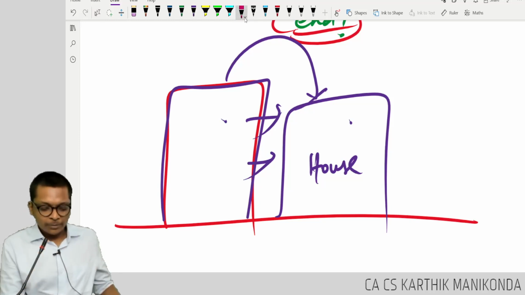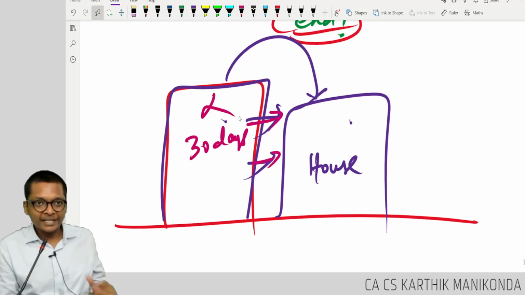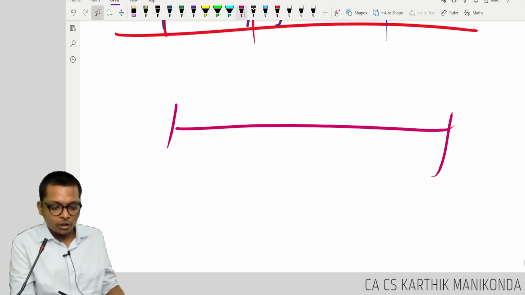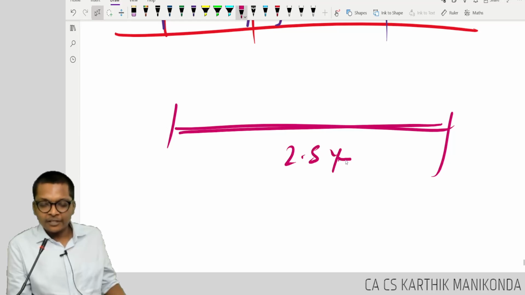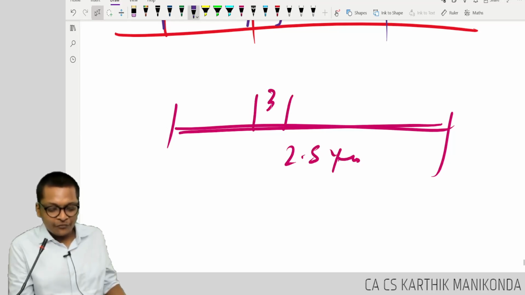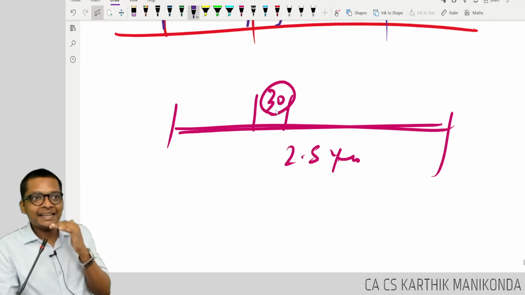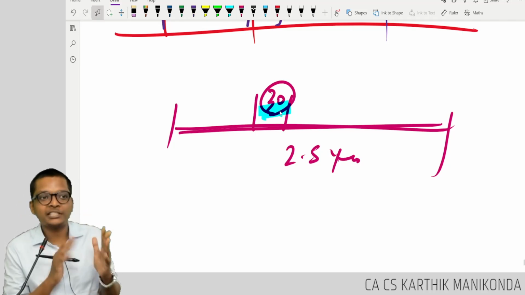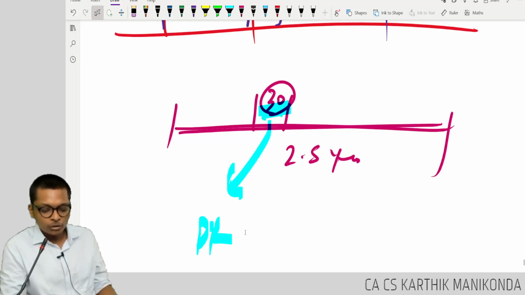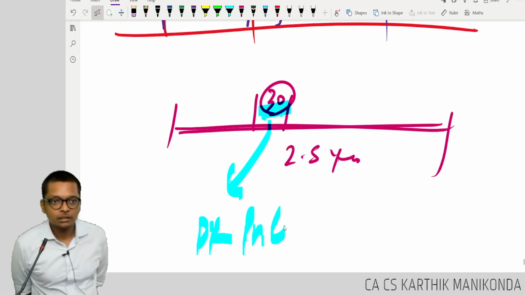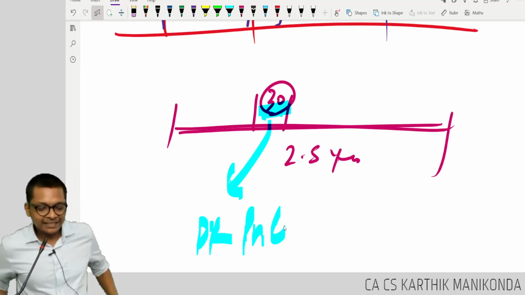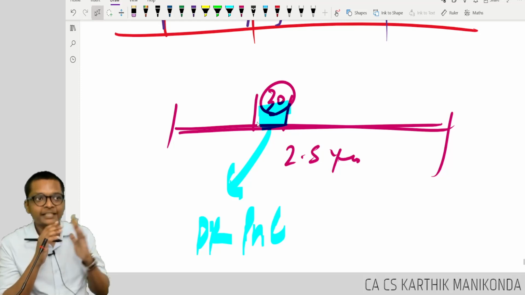Someone won the fight. Because of that fight, for some 30 days they did not do any construction. So construction went on for 2.5 years, but there's a gap of 30 days. Can I continue capitalization, or do I have to pause and debit those 30 days to P&L? Are you getting it, guys? One gap came. Can I continue or can I proceed?